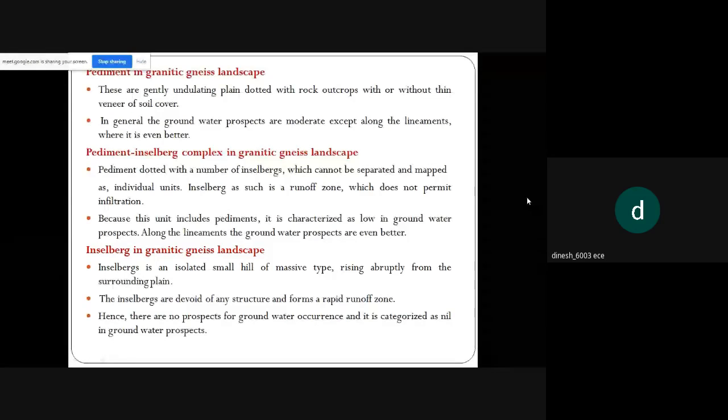Next is the inselberg in granitic genesis landscape. Inselberg is an isolated small hill of massive type rising abruptly from the surrounding plain. The inselbergs are devoid of any structure and form a rapid runoff zone. Hence, there are no prospects for groundwater occurrence and it is categorized as nil in groundwater prospects.